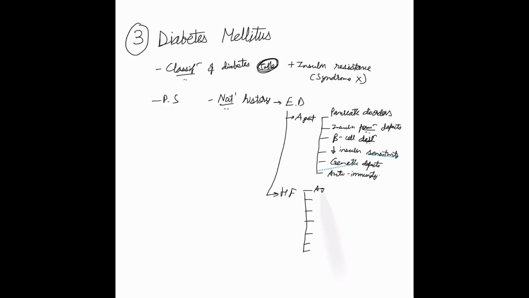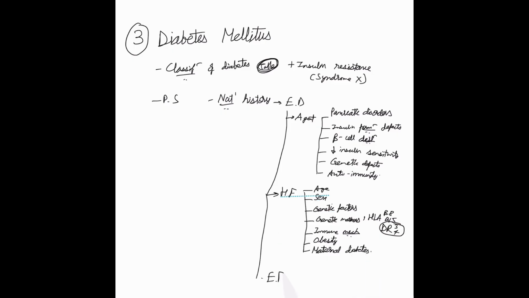With that, we have host factors like age, sex, genetic factors, and genetic markers like HLA-B8, B15, DR3, and DR4. HLA-DR3 and HLA-DR4 are the most predisposing to diabetes, that is, defects or mutations in those genes. Immune mechanisms, obesity, and maternal diabetes also.